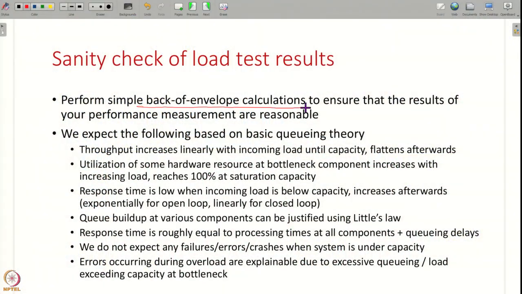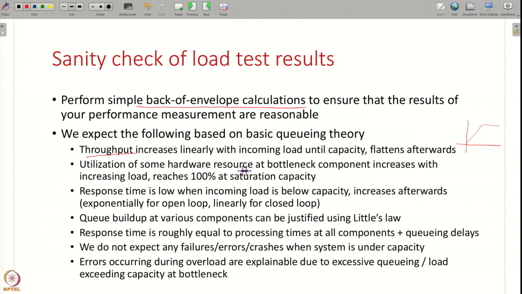Finally, we come to the summary of what we have seen in this lecture. Anytime you run a load test, you have to do some simple back-of-the-envelope calculations to ensure that the results of your load test are reasonable. From basic queuing theory, this is what you expect: your throughput graph should increase linearly with increasing load and should flatten out.